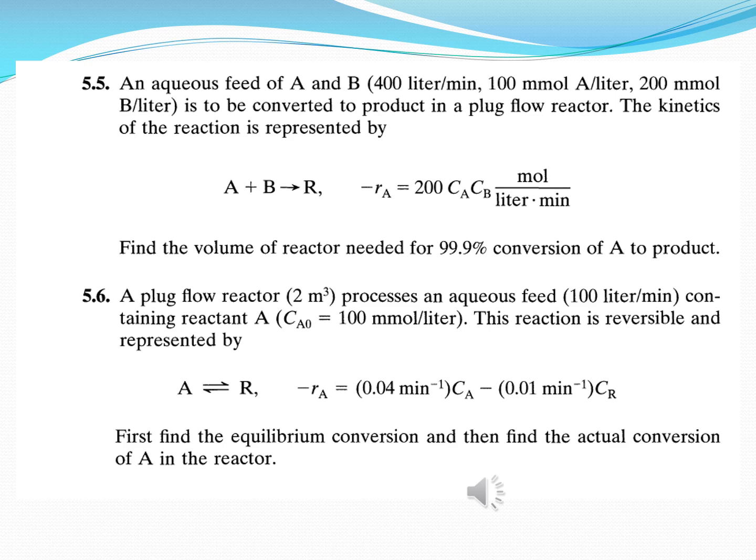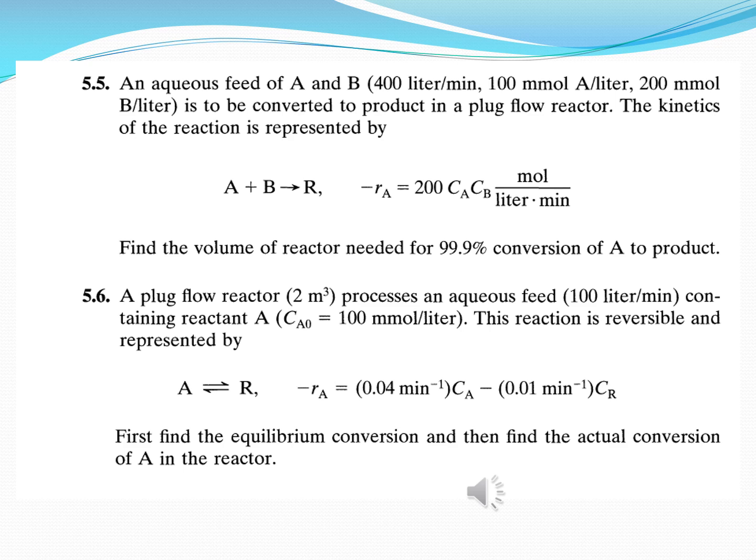Now let's move to problem number 5.5 and 5.6. Again, let's read the statement first. Problem 5.5 tells us about an aqueous feed of A and B, with a volumetric flow rate of 400 liters per minute, a concentration of A of 100 millimoles per liter, and a concentration of B of 200 millimoles per liter, which is to be converted to product in a plug flow reactor.